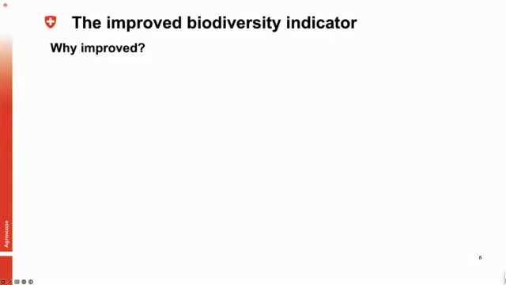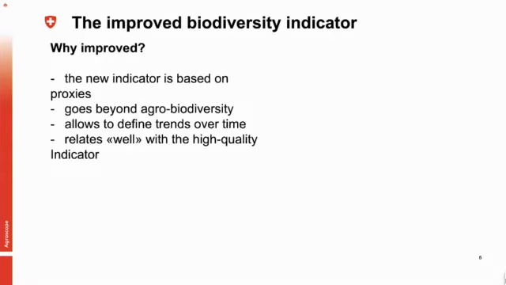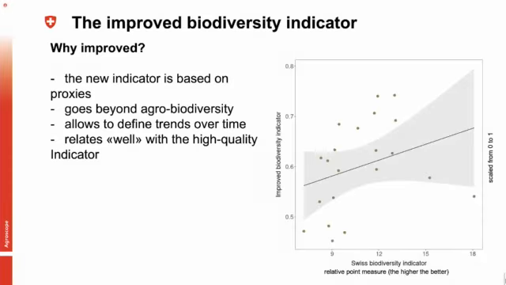So what did we learn from that? Why improved? Well, we are able to base the new indicator on these proxies. It goes clearly beyond the agrobiodiversity currently implemented in TAPE, and we can over time define trends in this. And when we compare our high-end biodiversity indicator here on the x-axis at the bottom with the point scale, what I mentioned before, we know that this is actually comparing quite well for the moment.